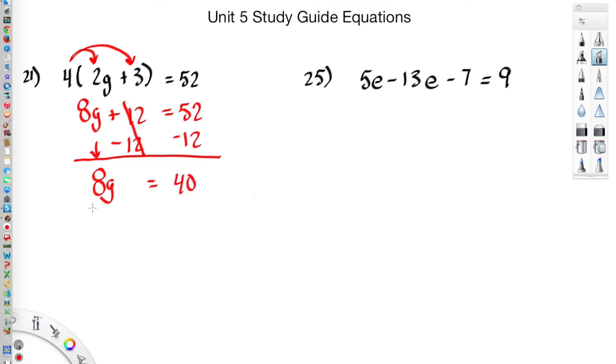g is being multiplied by 8. The inverse of that is divide by 8. And what I do to one side, I do to the other. The 8s cancel each other out. I'm left with g is equal to 40 divided by 8, which is 5.